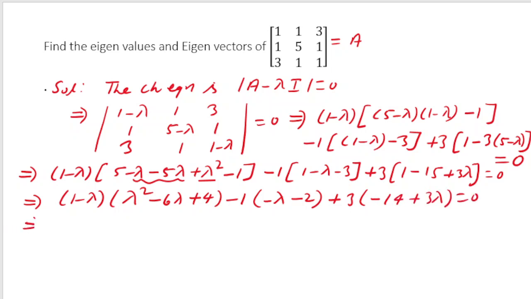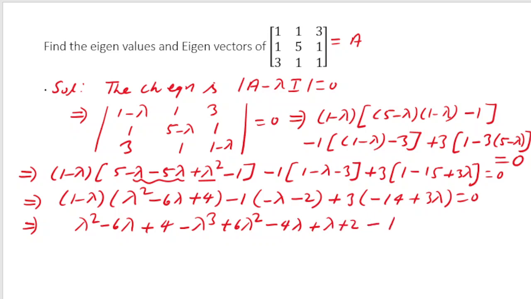So now multiply this by 1. By 1 I will get lambda square minus 6 lambda plus 4. By minus lambda I will get lambda cube plus 6 lambda square minus 4 lambda. Then I will get plus lambda and plus 2, and here I will get minus 42 minus 9 lambda is equal to 0. So simplifying it will give me what?